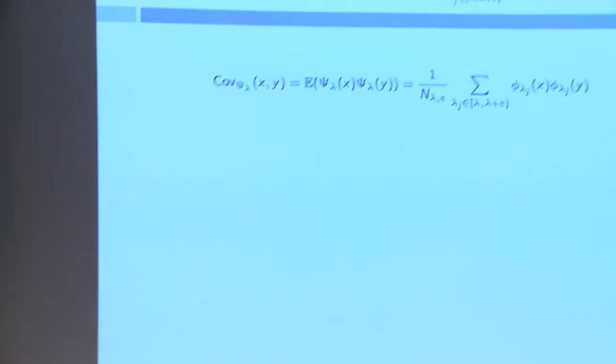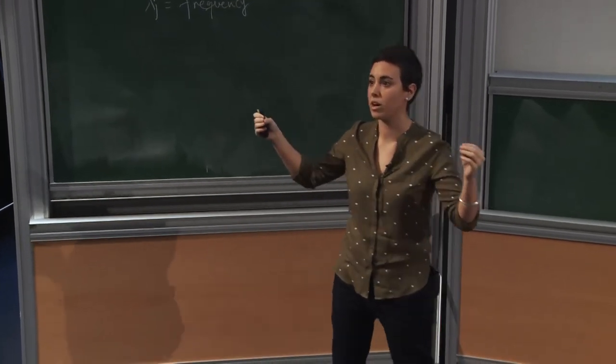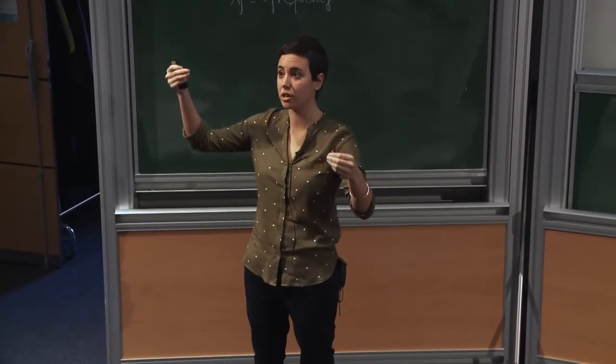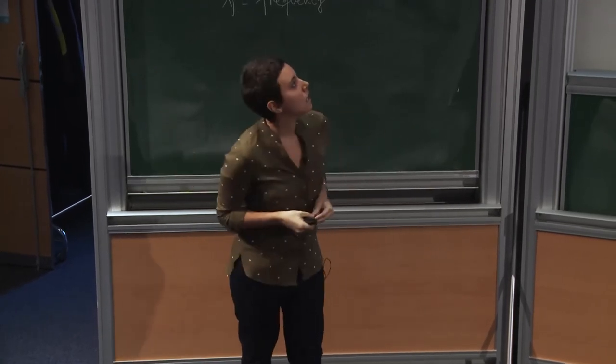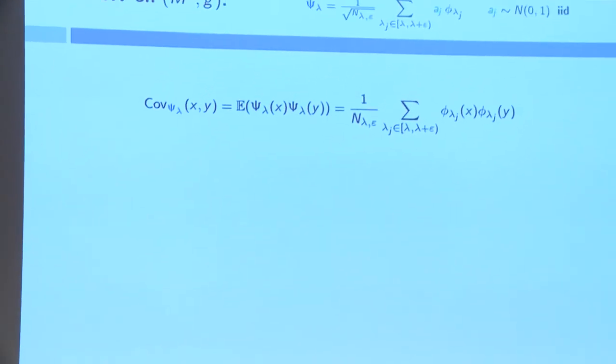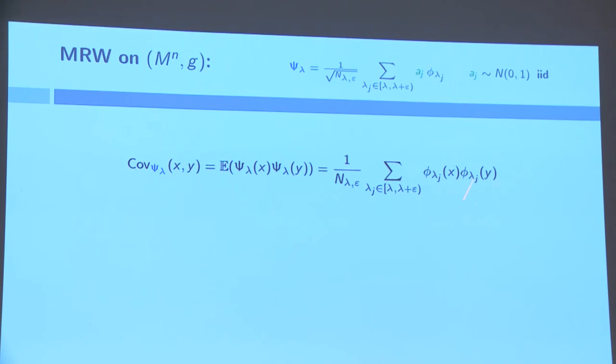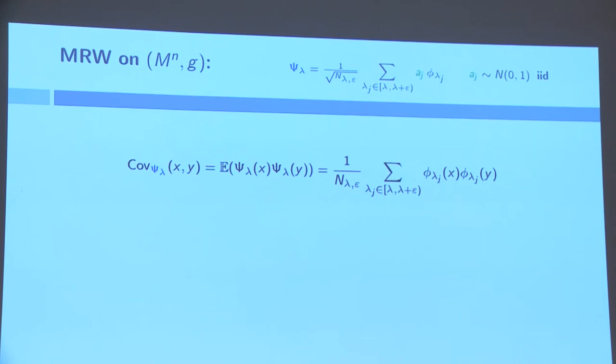What you do is you fix two points, x and y, on your manifold, and you compute the expected value of the product of the value of your wave at x times the value of your wave at y. So you are trying to understand how these two values are correlated to each other, depending on what x and y are. And because the Gaussian variables that we are considering have mean zero, variance one, and are independent, it turns out that this is exactly what you get as your correlation function. So you get the sum of the cross products of the eigenfunctions whose frequencies are in this window. If you're familiar with Weyl's law, this is an object that appears a lot to compute the number of eigenvalues, say, for example, in a window from lambda to lambda plus epsilon, only that what you do is you deal with this object on the diagonal and you integrate over the manifold with respect to x.